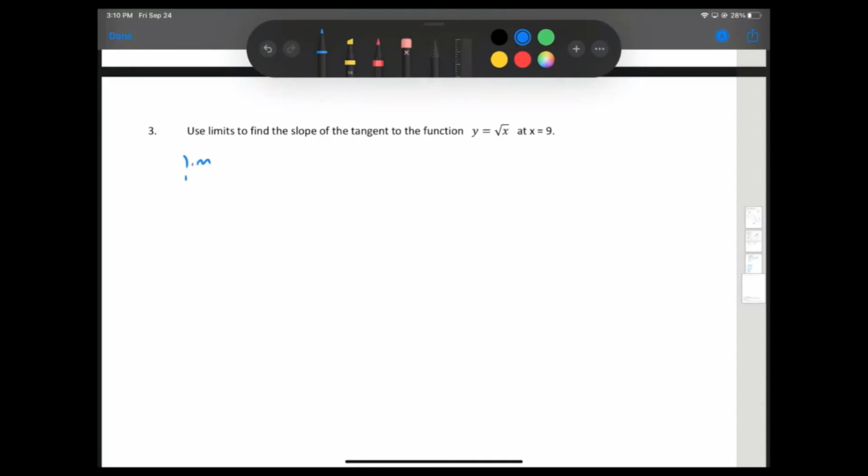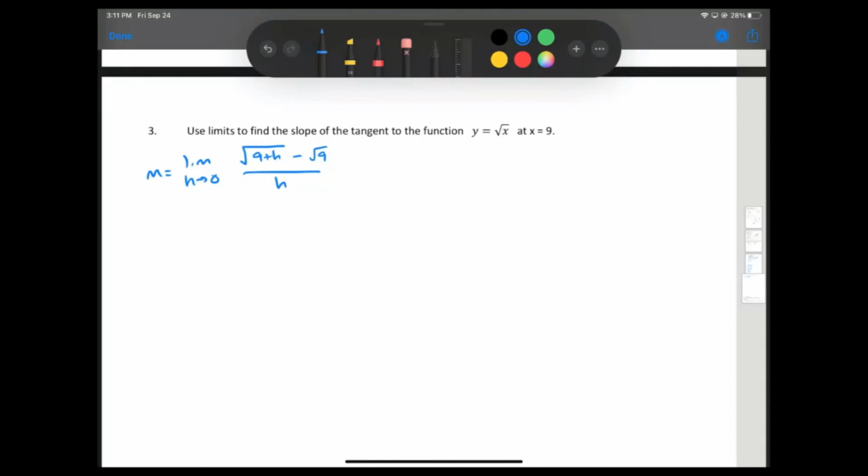The limit as h approaches 0, the slope m equals the limit as h approaches 0 of the function at 9 plus h minus the function at 9, over h. So essentially, there's the formula. I've plugged in my values for f at a plus h and f at a.